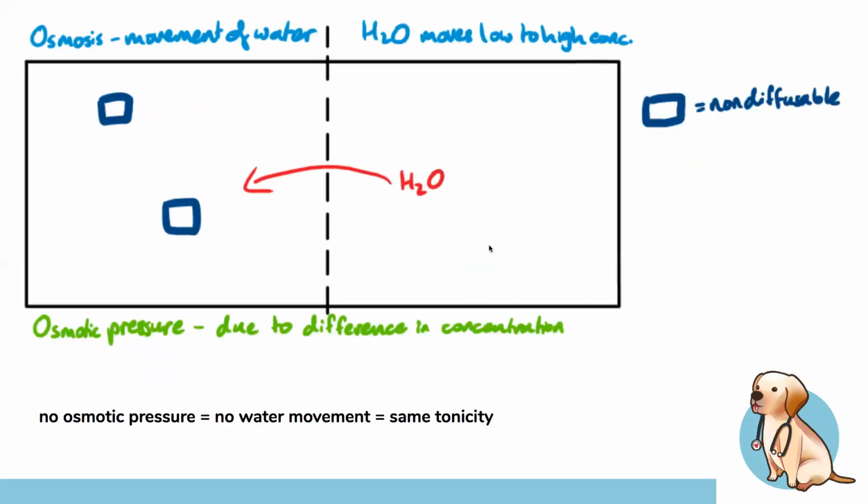So in this case, there's 2 non-diffusible substances on the left, and because of that, the tonicity on the left is 2 shapes per liter, but on the right, there's nothing, so it's 0. So that means there is osmotic pressure because of the difference in concentration. So that means the water will move to the left side. When there's no osmotic pressure, that means there's no water movement and that there's the same tonicity.